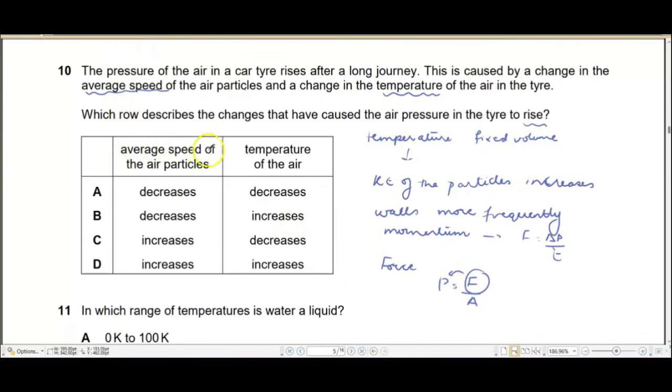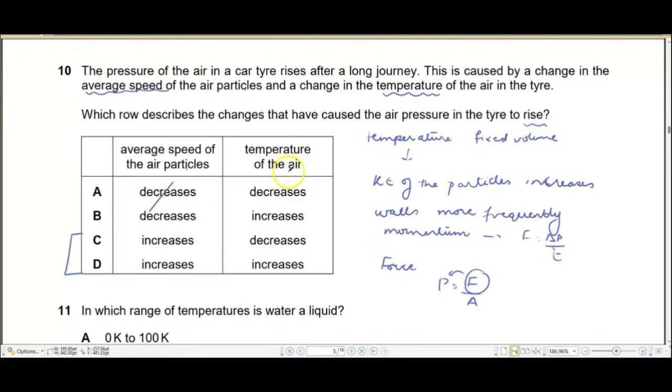So obviously, when the temperature has increased, the kinetic energy of the particles increases and they move with greater speed. Okay? So if they are asking us to choose an option for the average speed of the air particles, the average speed of the air particles is going to increase and not going to decrease. So our correct option is going to be out of C and D.